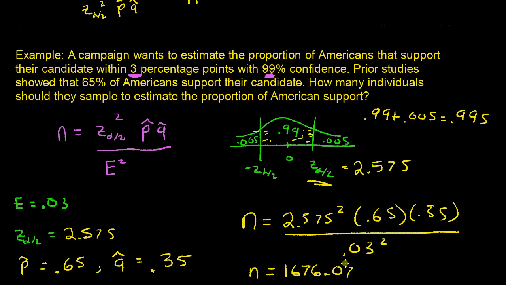Okay, even though it's a very small 0.07, we need to still round it up because we can't have 0.07 of a person. We don't want to say how many people you need in order to have the appropriate confidence interval. So we should always round n up. So our final answer is going to be that they should sample 1,677 individuals in order to obtain a confidence interval within 3 percentage points with 99% confidence.